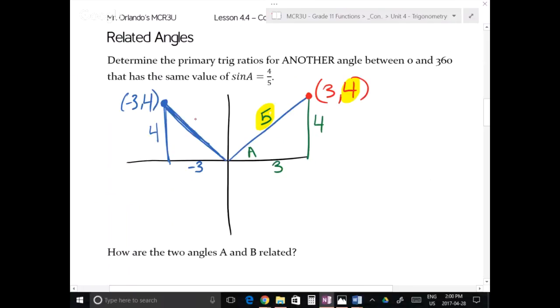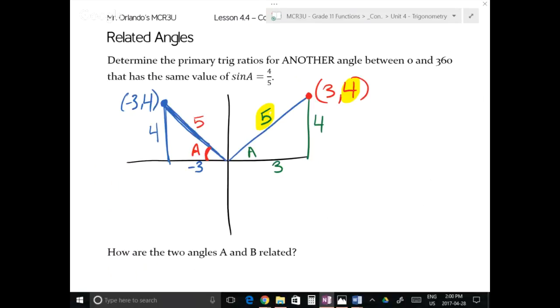Okay, so in this case, what would the hypotenuse still be? What's the square root of negative 3 squared plus 4 squared? The hypotenuse is still going to be 5. So this still has an opposite of 4 and a hypotenuse of 5, right? And this little angle in here would obviously be A, right? It would have to be. To give us the same dimensions, you'd have to make a triangle with the same angle. Does that make sense?